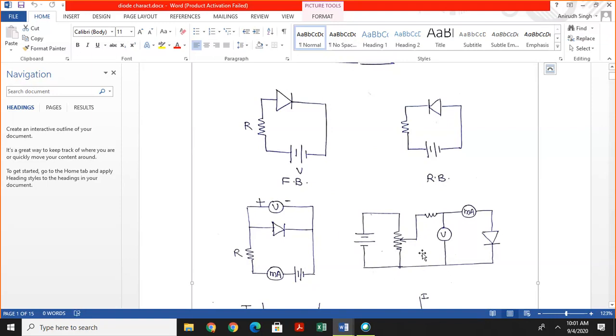in this case, and this is the potentiometer. Through a potentiometer, we supply a voltage to the diode, and the voltage is measured by this voltmeter. Current through the diode is measured by this milliammeter.